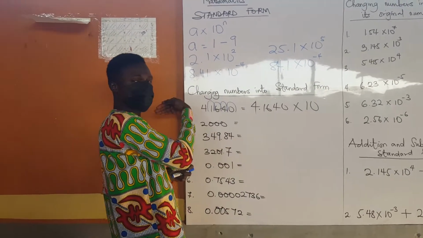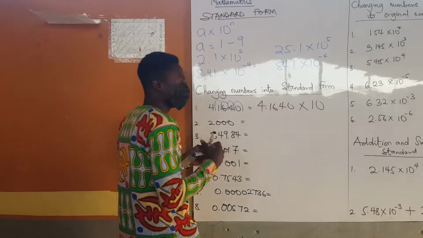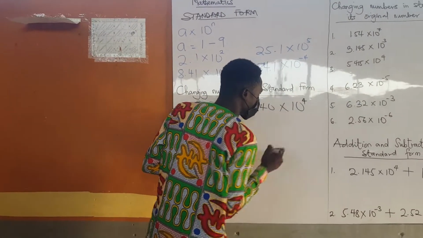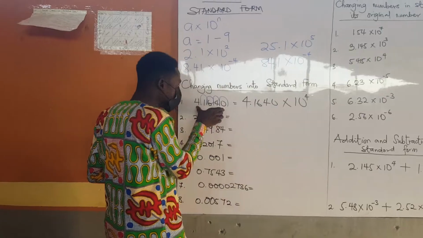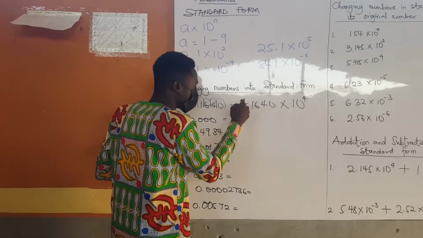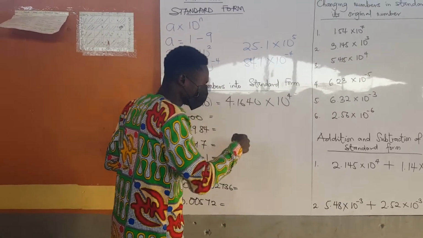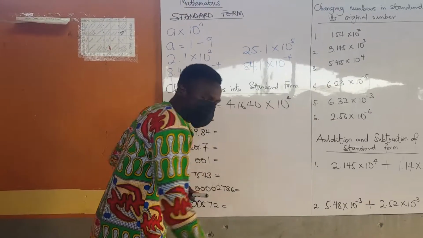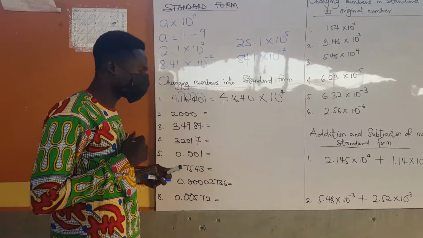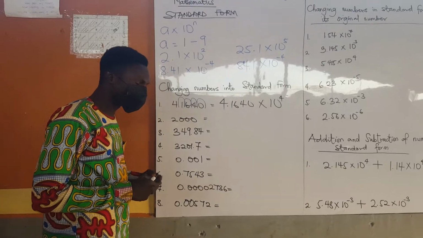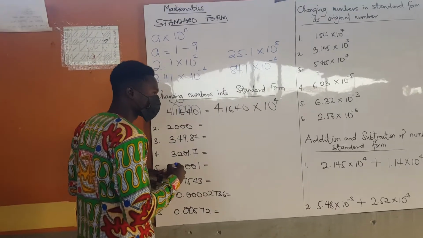So because we moved in this direction, to the left, the power here becomes positive, so 4. Changing this into standard form gave us 4.1640 times 10 raised to the power 4. Let's come to number 2. We are changing it into standard form. So what do we have here?